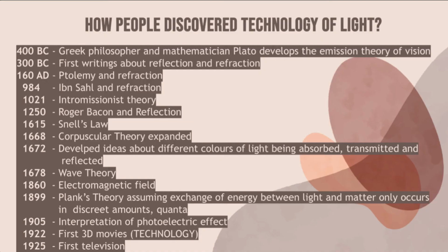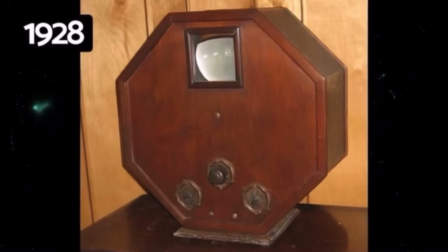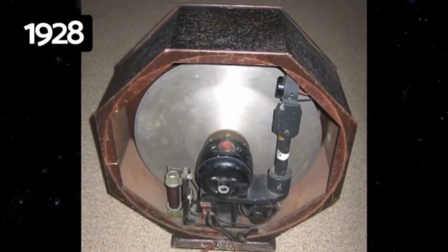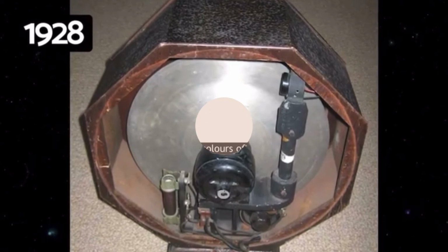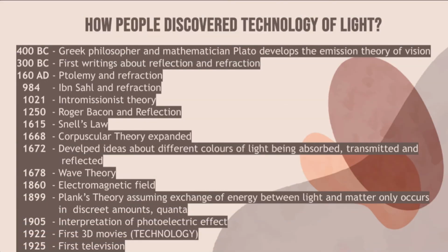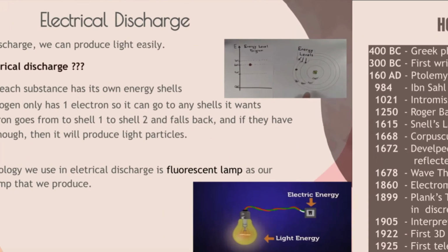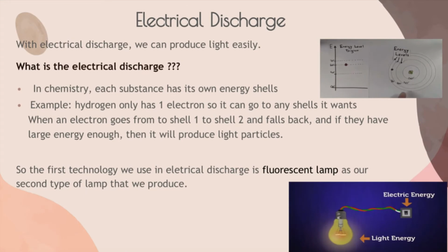Then Lewis invents red and blue glasses for 3D in 1915, and the first published 3D movie is screened in 1922. Then in 1925, the first television was discovered. John Logie Baird demonstrated the first operating television system in London. Then the technology of light was widely discovered: electrical discharge. With electrical discharge, we can produce light easily.